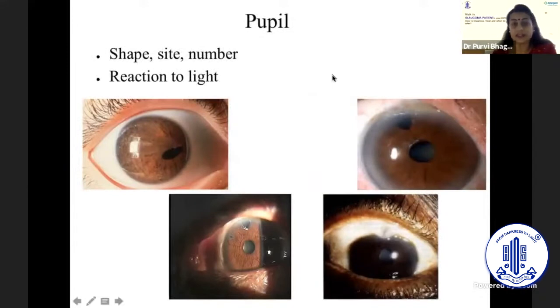Pupil, again, you need to see the shape, the size, the number, and overall how they are reacting to light. It's a case of classical corectopia. So again, this is an anteriorly displaced Schwalbe's line. You can see the surgical PI is done.